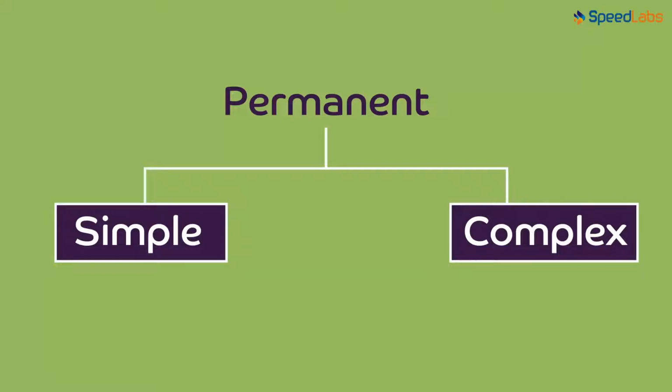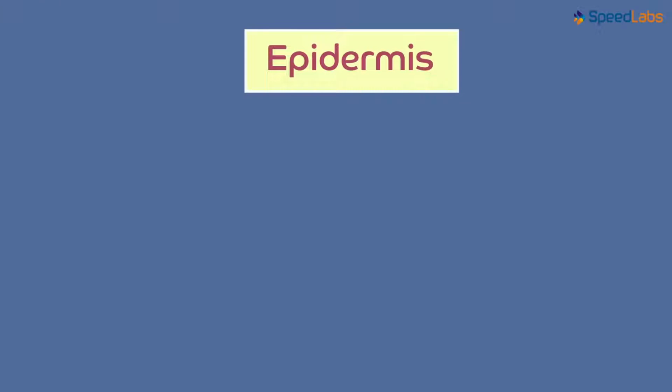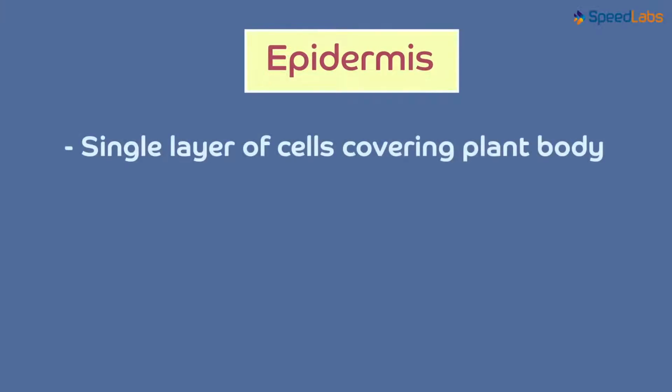In the previous video, we glanced at the simple permanent tissues. And now, before moving ahead with the complex type, we need to stop by the concept of epidermis, the single layer of cells covering almost the entire plant body.